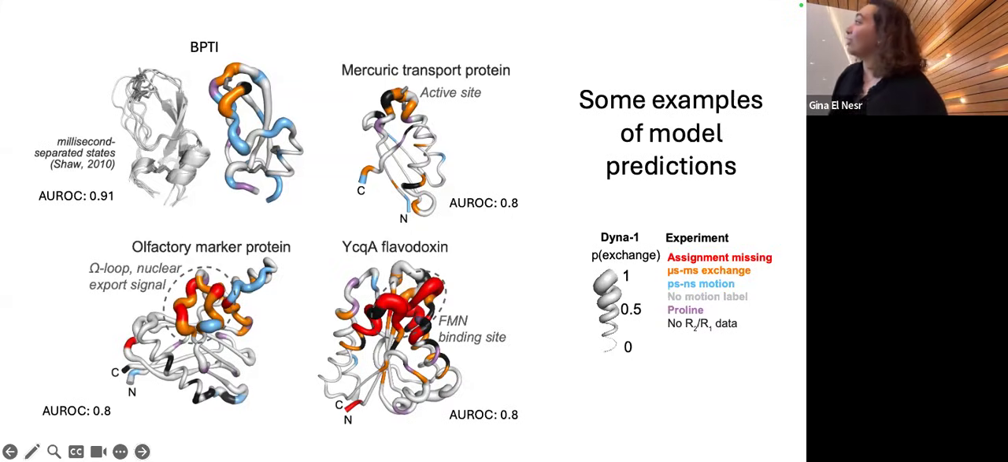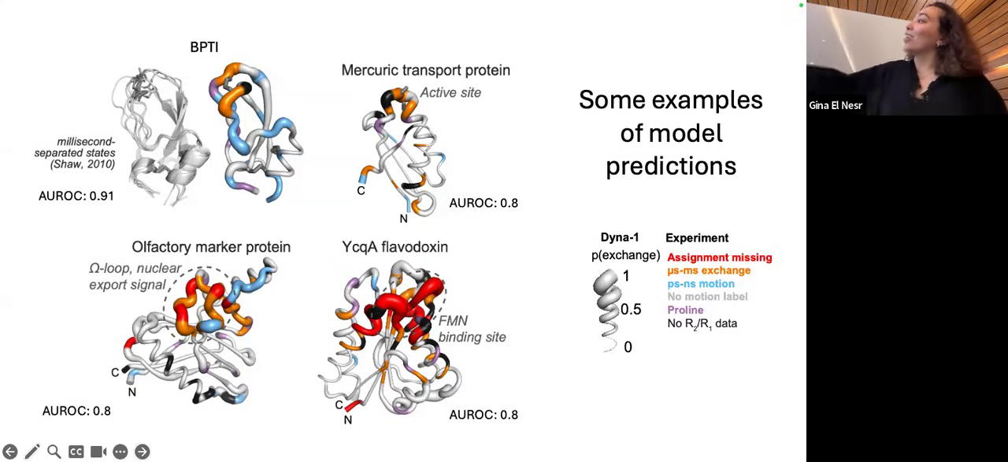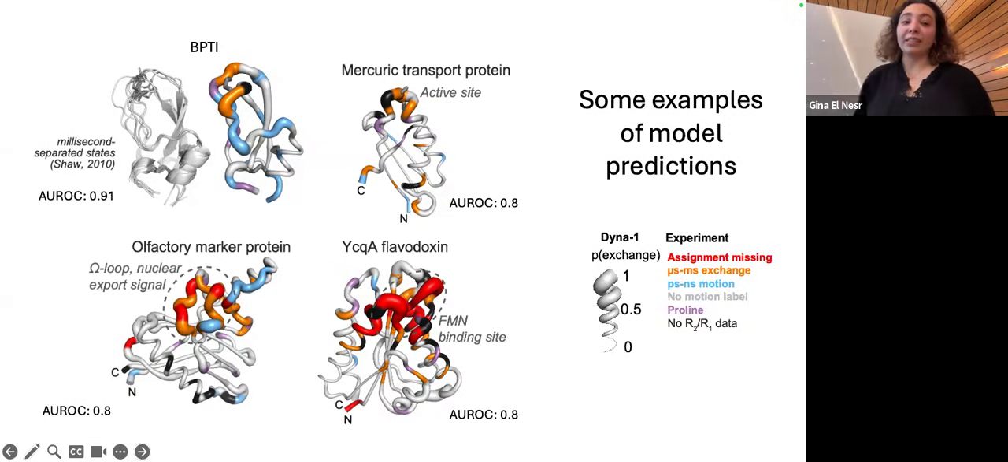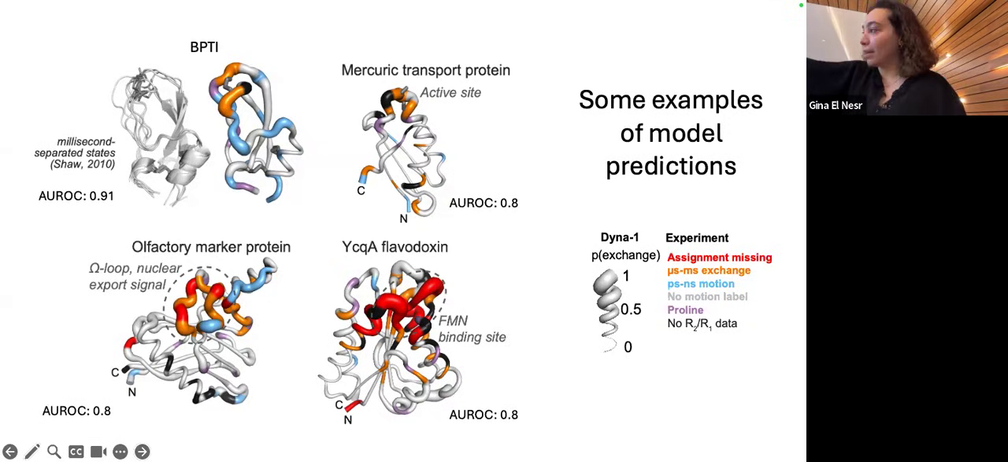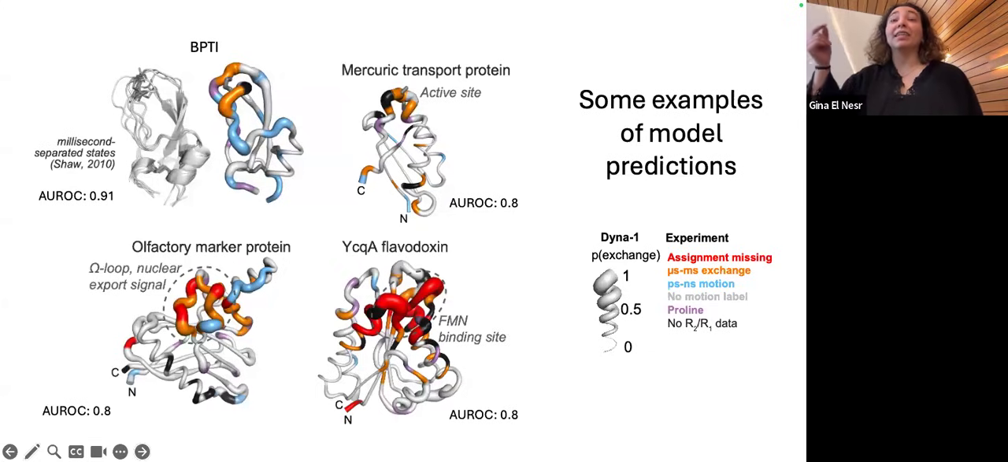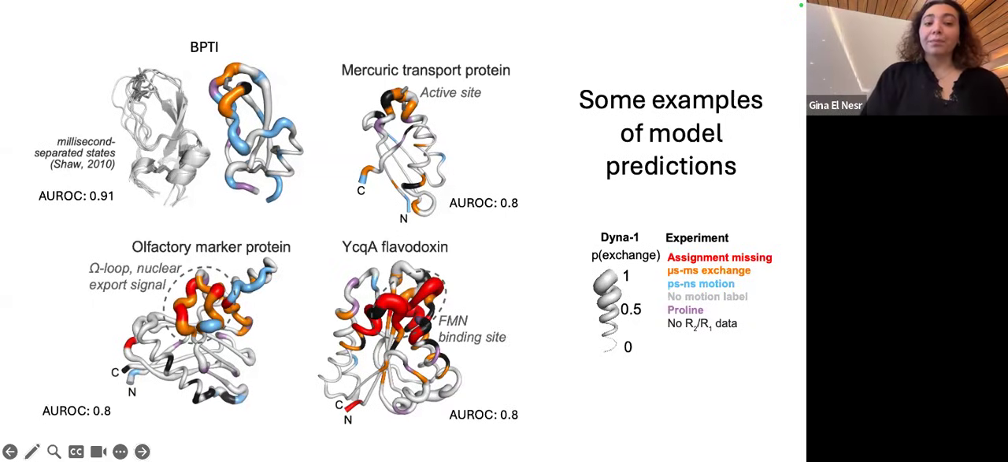My favorite is the flavodoxin, which if you've looked at the GitHub, I also have it in the image there. And so that entire FMN binding site, those residues are missing. We have predicted exchange there, and we have experimental exchange there, and we also have elevated probability from the model. And so we also see that it's predicting dynamics and where there's ligand binding or an active site or some form of interesting biological phenomena.